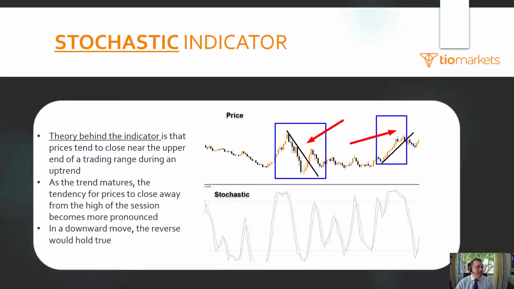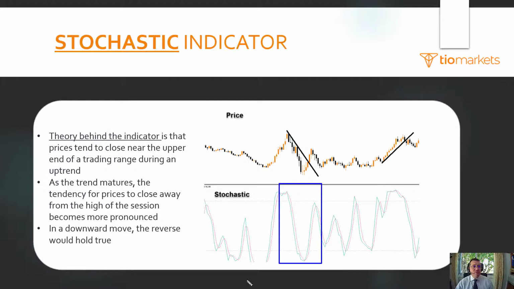The stochastic oscillator, which is shown below price, acts as a smoothing device that's generating signals. Here we can see a top on prices, and a top on the stochastic oscillator. We'll get more into how to read this in a minute. As the trend matures, the tendency for prices to close away from the high of the session becomes more pronounced. In a downward move, the opposite would hold true.